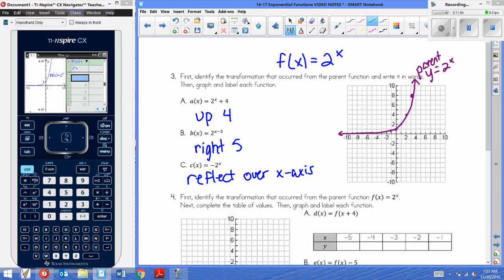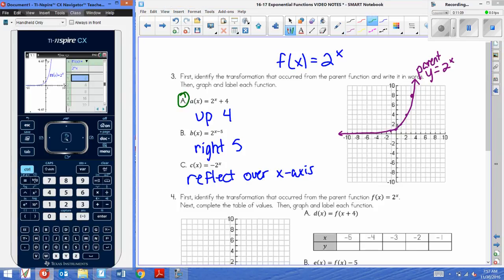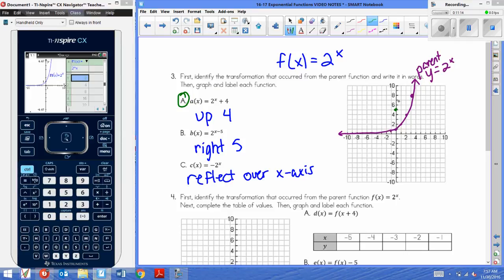All right, let's graph A. I'm going to do A in green. So up 4. So take every single point and move it up 4 spaces.